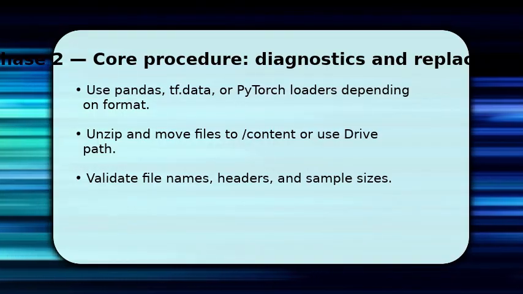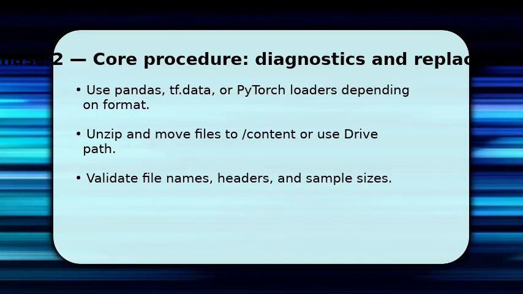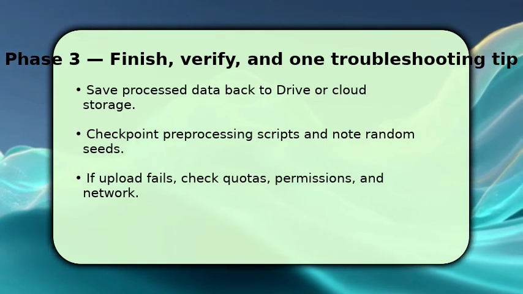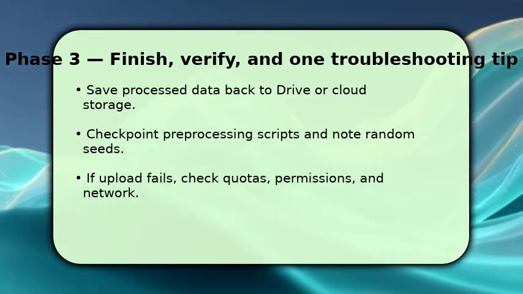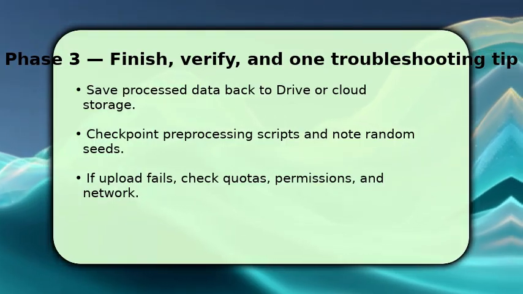Once loaded, run quick checks, sample rows, confirm column types, and ensure labels align. If shapes mismatch, reshape or convert types. This prevents runtime errors. Finish by saving processed datasets and checkpoints to Google Drive or cloud storage so you avoid repeating work. Commit preprocessing steps into a clear script and record random seeds for reproducibility.